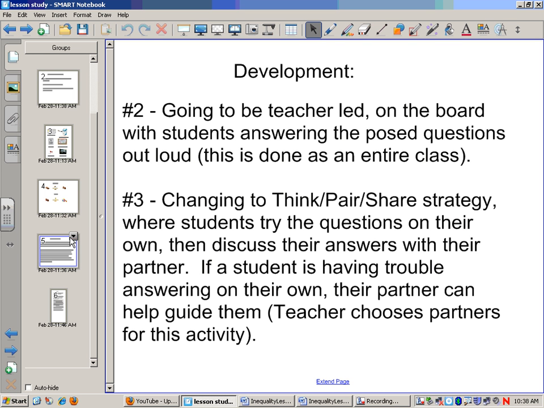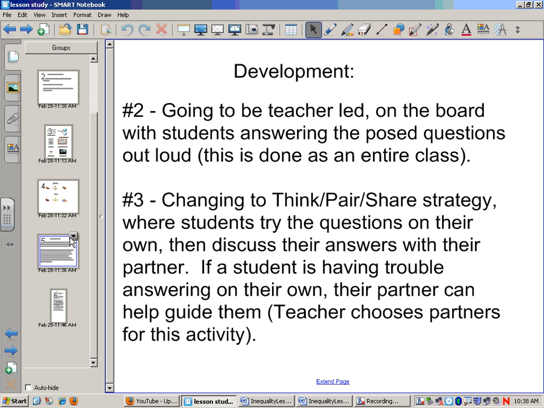Okay, for the development, our number 2 step was to write x plus 4 is greater than 12 on the board, and we really liked that it was teacher-led. The students would work along with the teacher, and it's all done out loud so that the students can have an understanding of what's going on.